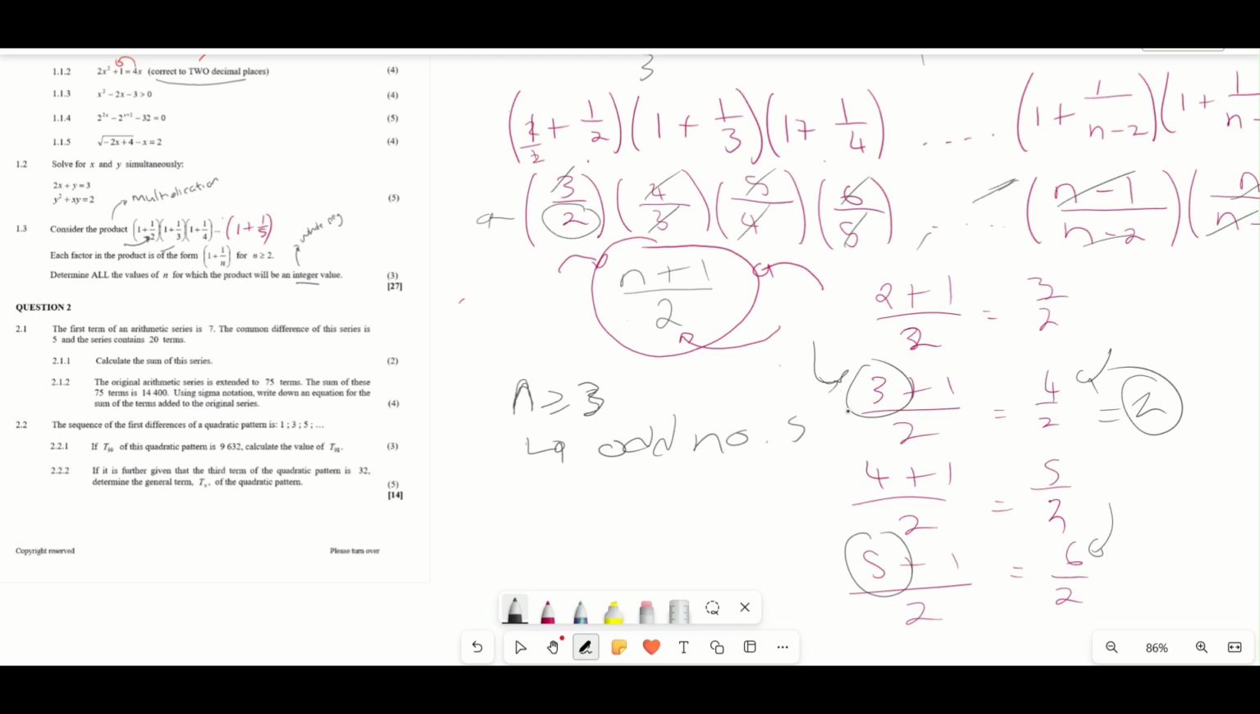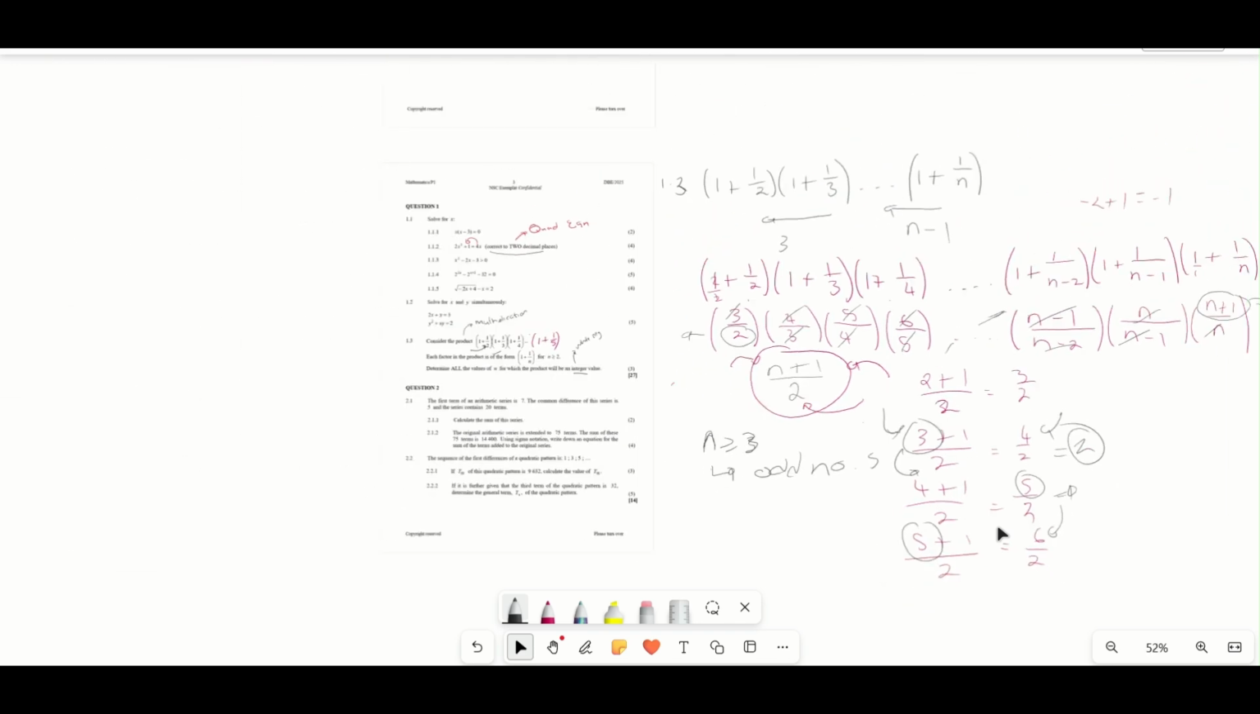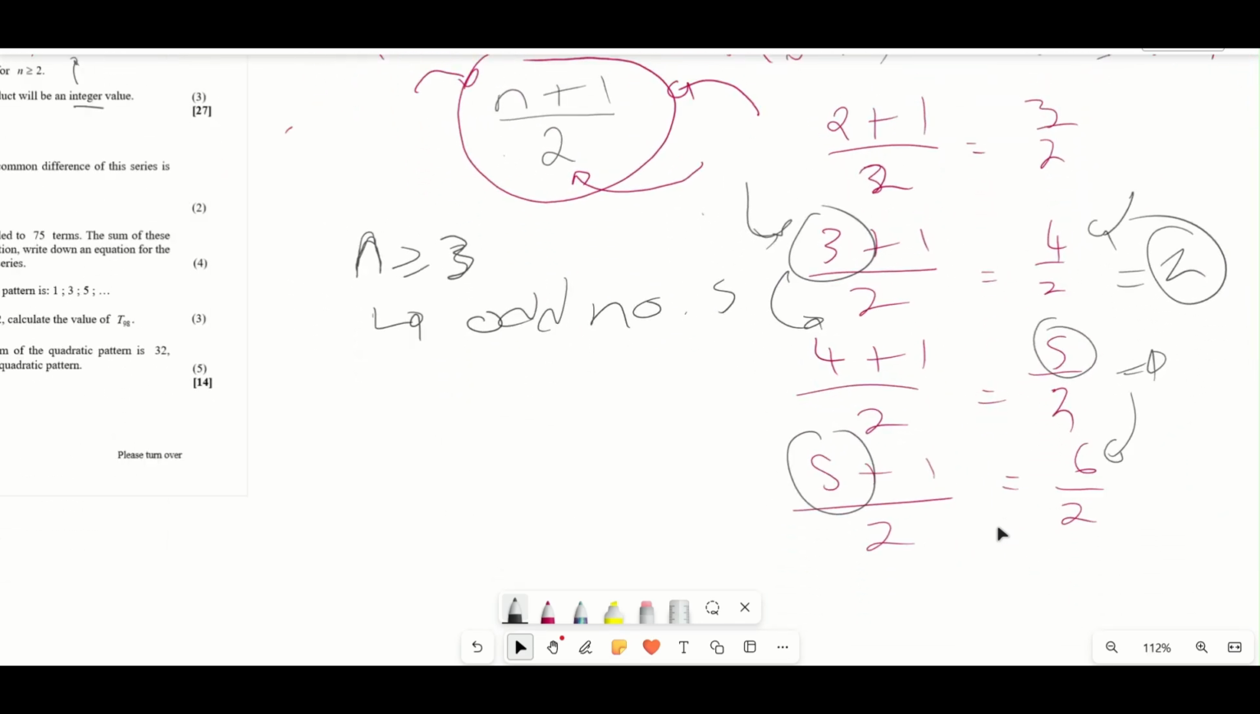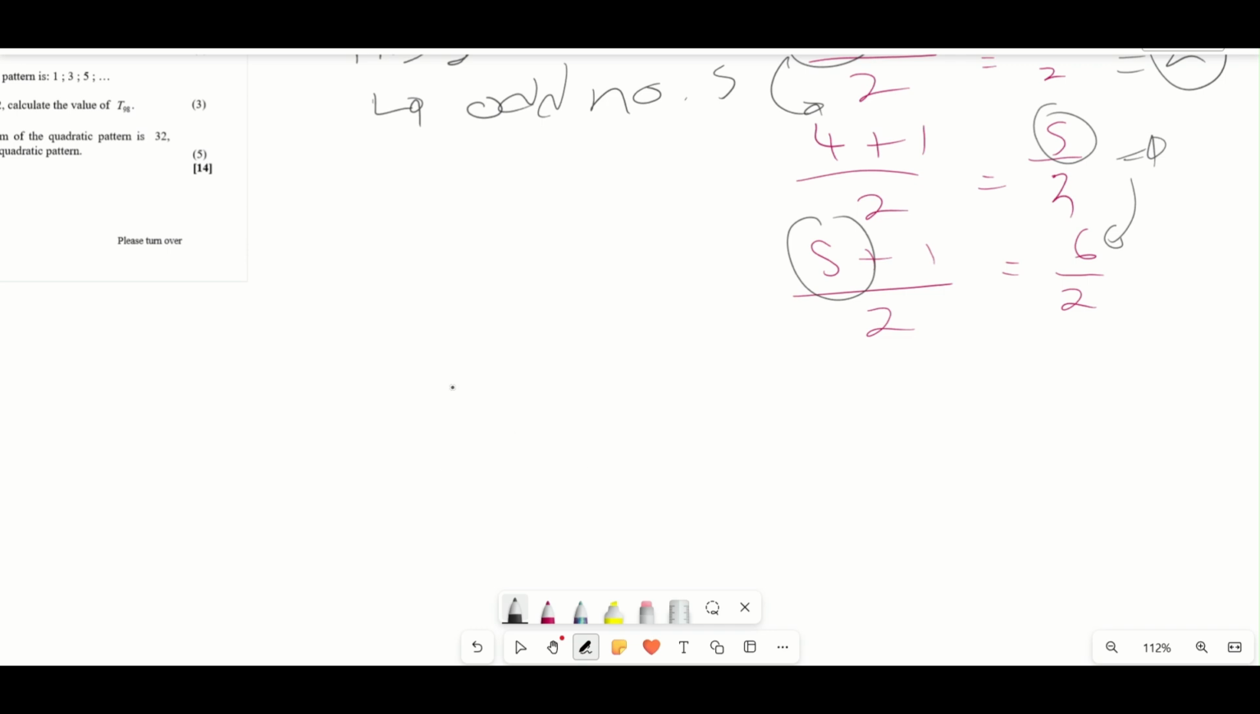You can see you're jumping: 4 will give me 5 over 2, which will not give me a whole number, but 5 will give me an even number on top, right? And then 6 over 2 will be 3, which is an integer. So my final answer will be that n should be greater than or equal to 3, but this will only apply for odd numbers, right?